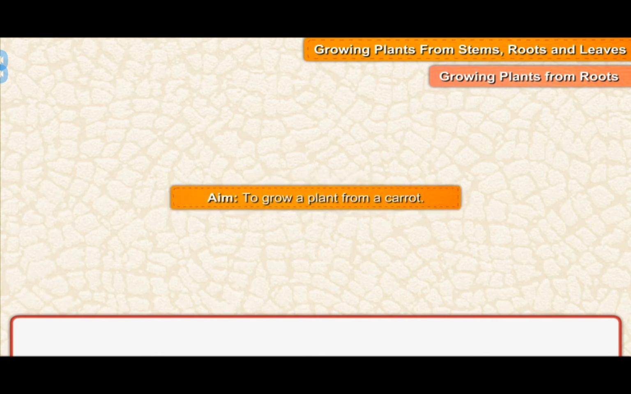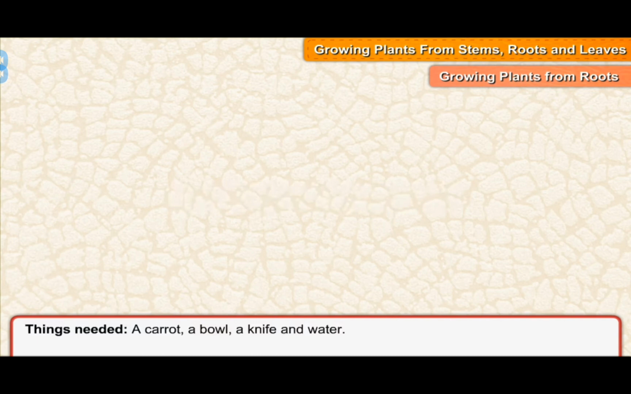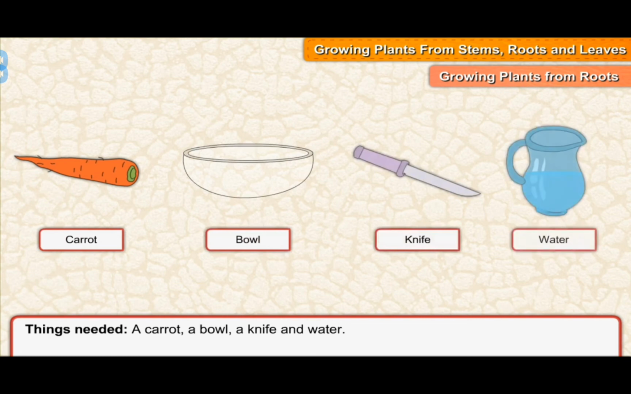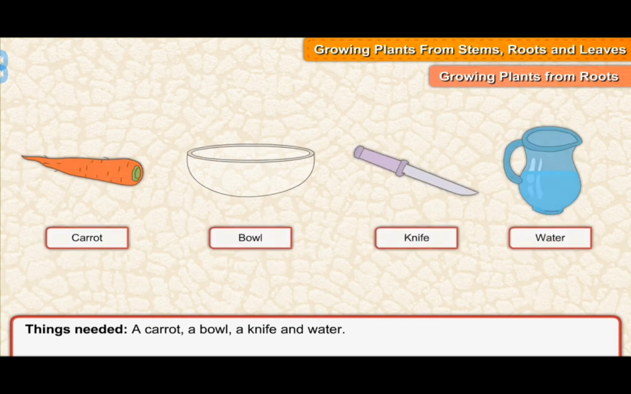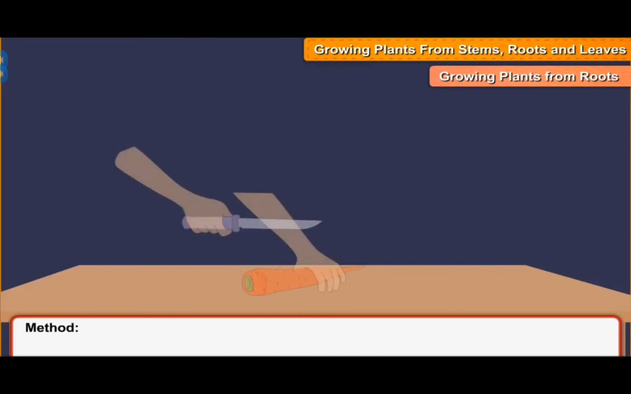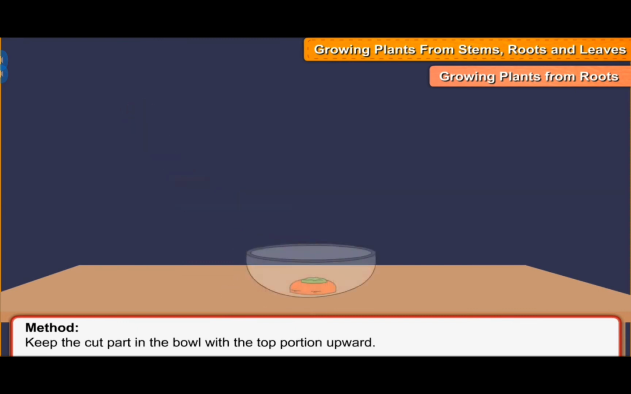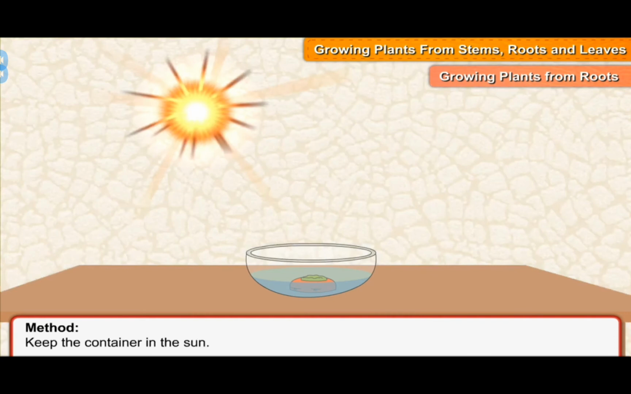Then one more, carrot. How to grow a carrot plant from a root portion? You need a carrot, a bowl, a knife and water. Cut the carrot very carefully and take a lot of precautions also. Cut off the top portion of the carrot and then take a bowl and keep that cut part in the bowl with the top portion upward. Then pour water in the bowl so that half the carrot is dipped in water. Don't dip the entire carrot. Keep the container in the sun as with the sweet potato.